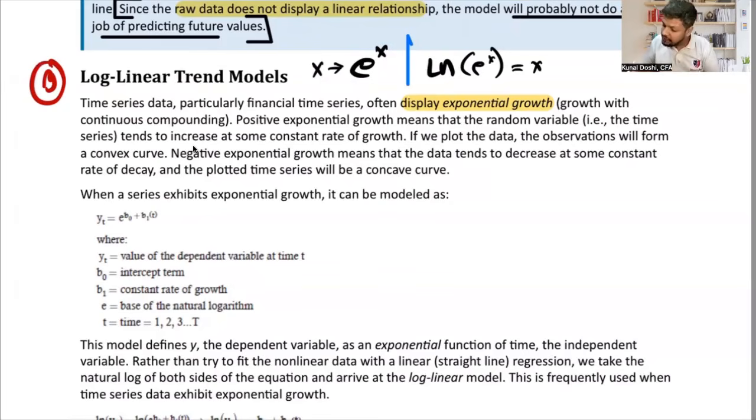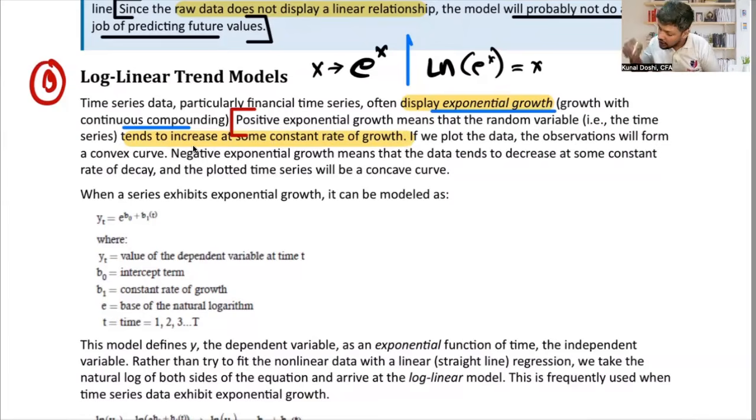Time series, particularly financial ones, now even if you don't know this, it's okay. It displays exponential growth with continuous compounding. Positive exponential growth means the value will keep on increasing at a constant growth rate. So every period, the value will keep on increasing.